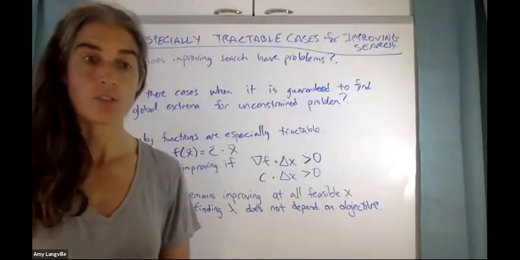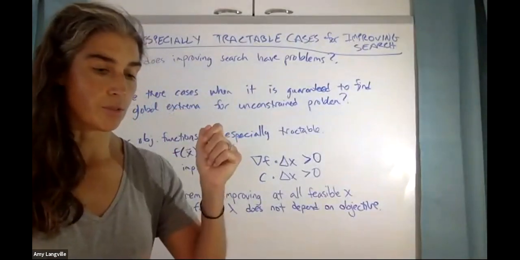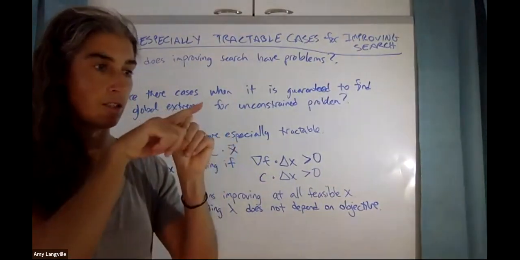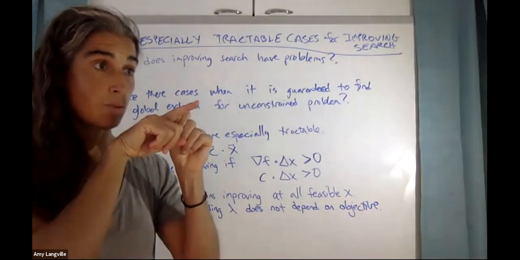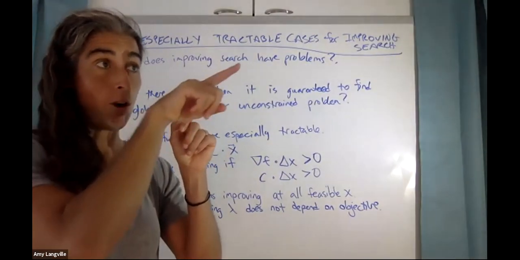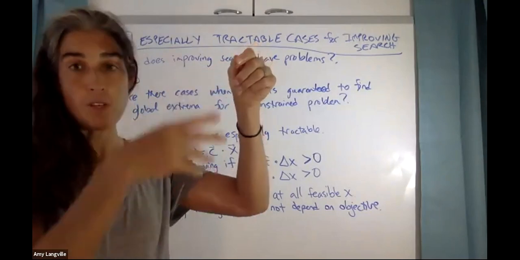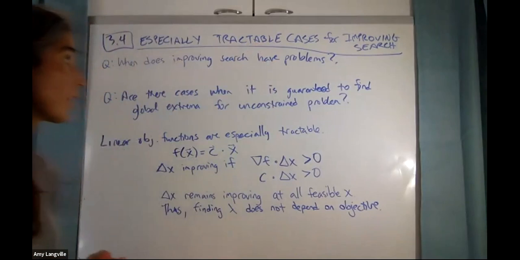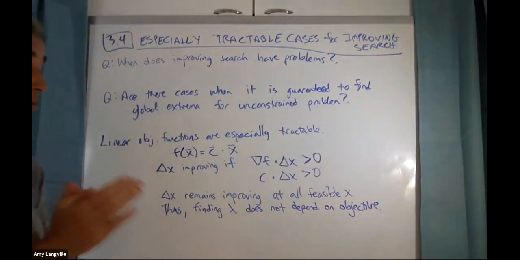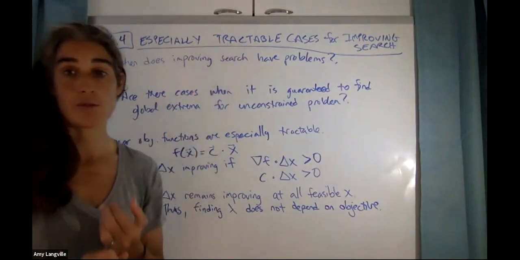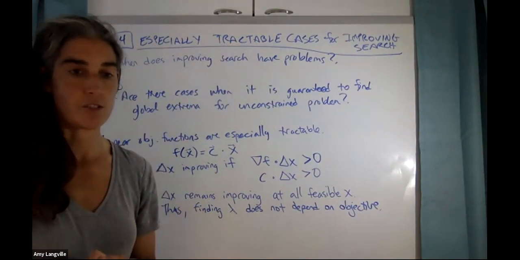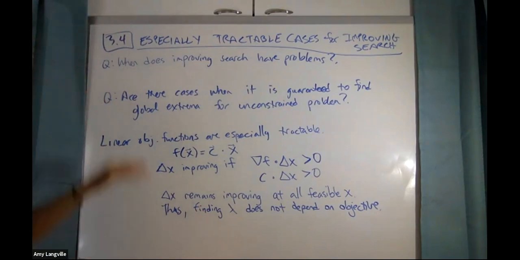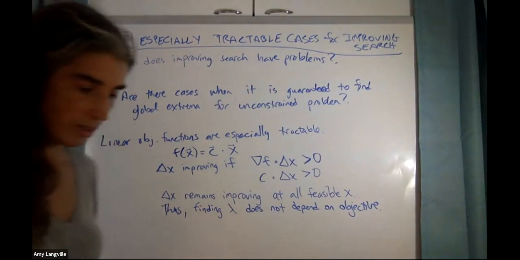So our improving search algorithm: start with a feasible solution, find a direction to go in that is improving and feasible. We'll figure out how far we go in that direction, get to the next iterate, and repeat, always making improvements at every step. There are a couple of cases that are especially tractable, remember tractability, ease of implementation, ease of finding the solution, where that algorithm is particularly good. But let's talk about places where it could fail.